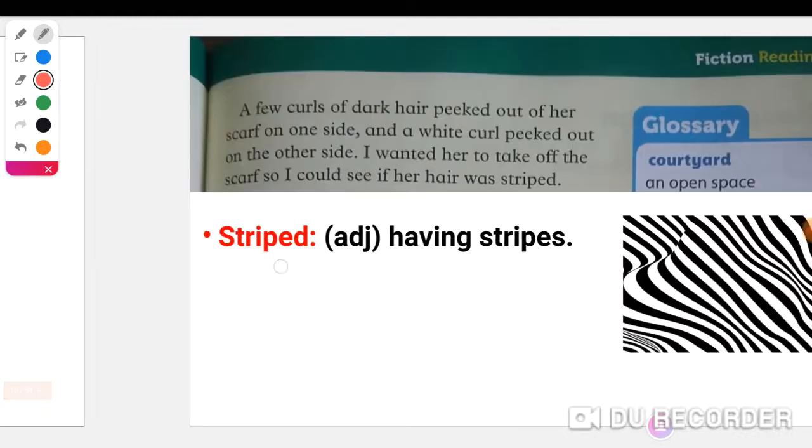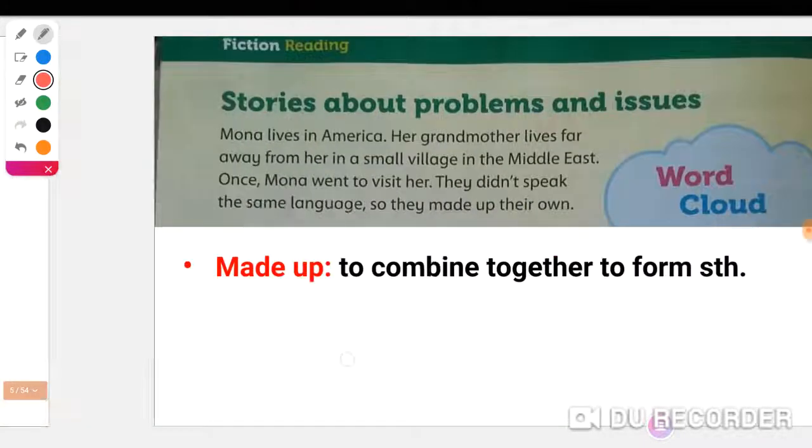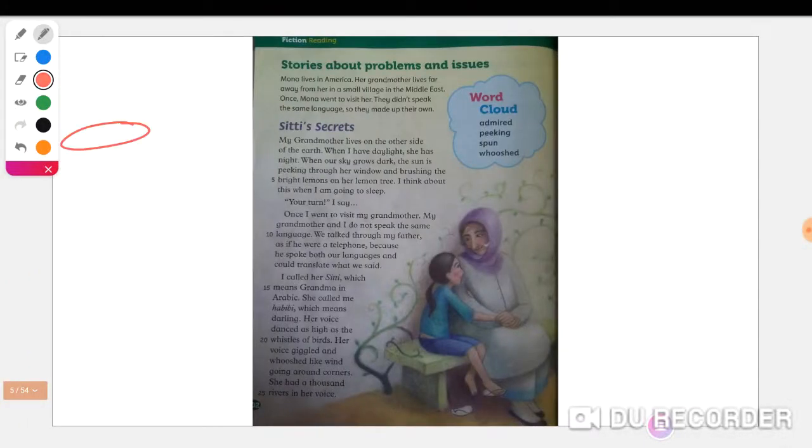Let's return back to the first page. Okay. So here in the first page, this is the grandmother. She wears a purple scarf, okay? And what can we see here from the scarf? This is white hair, and on the other side, we can find black hair. Like your grandparents, they usually have black and white hair, but this one is very strange because one side is white and the other side is black. They are not mixed together.